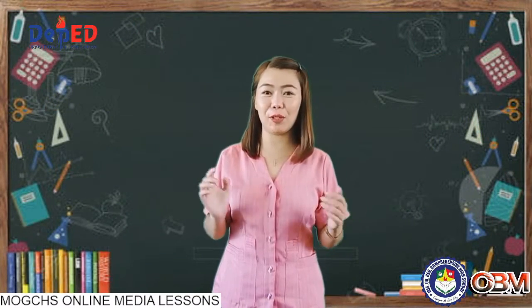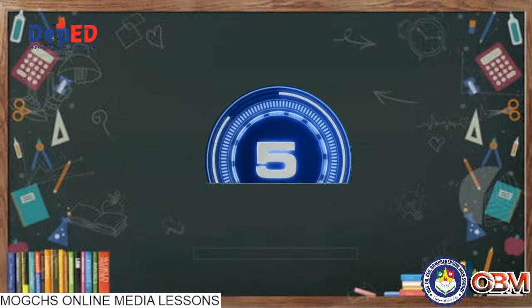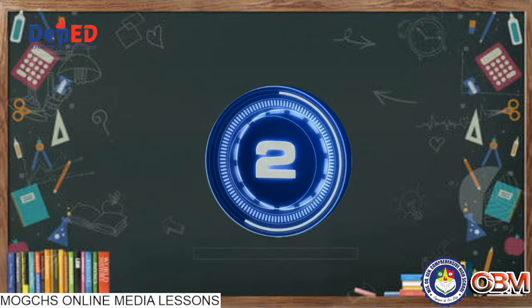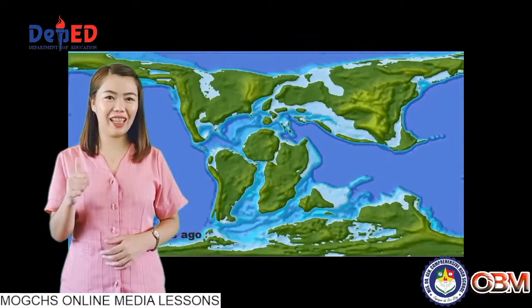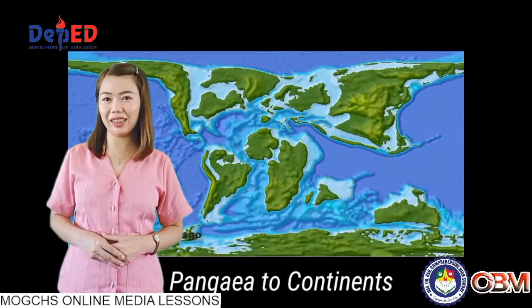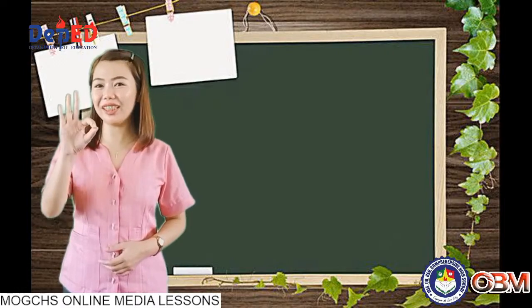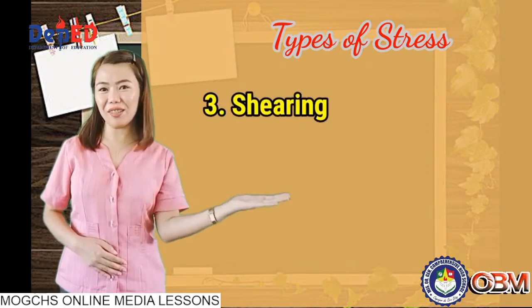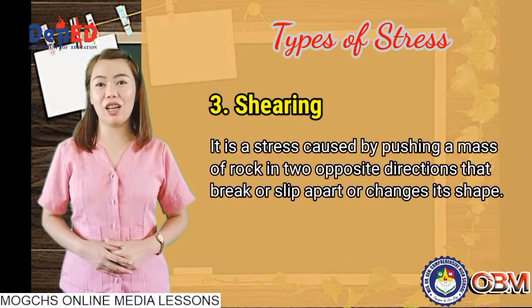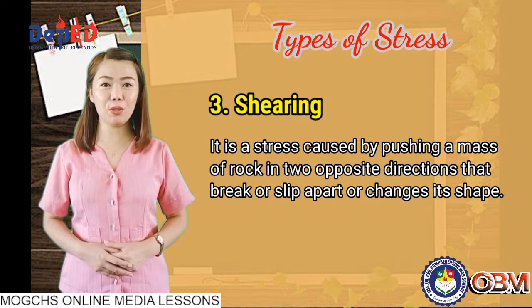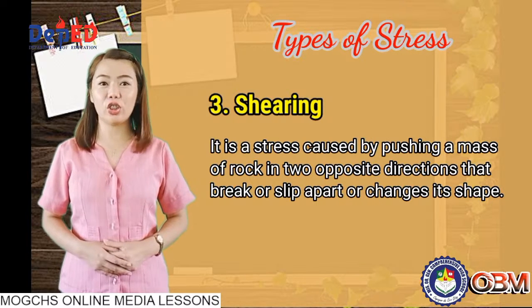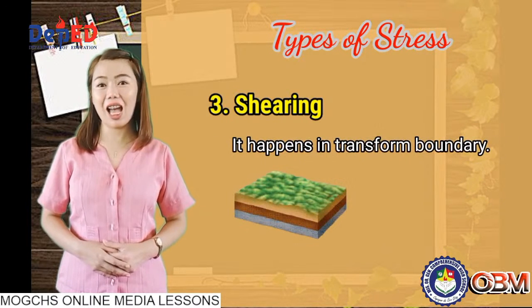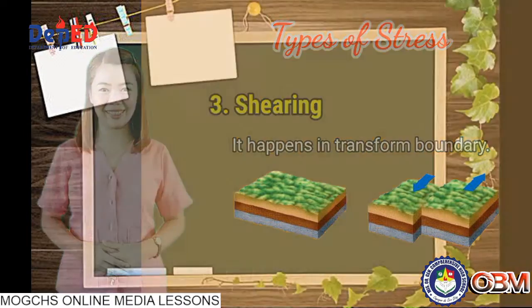Can you give me an example of tension stress? You get it right! The best example of tension stress is continent. Now, we are down to the third type of stress, which is shearing. It is the stress caused by pushing a mass of rock in two opposite directions that break or slip apart or changes its shape. It happens in transform boundary.